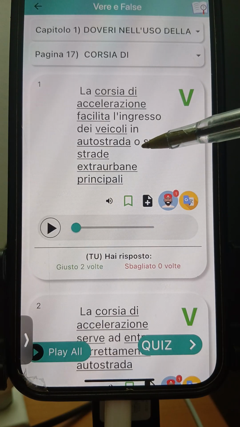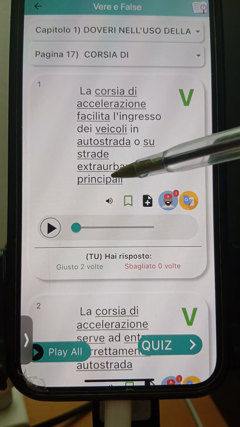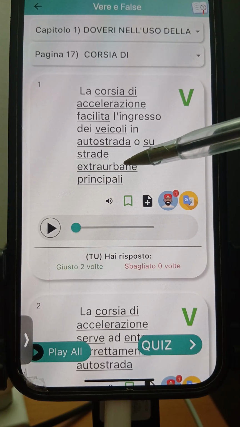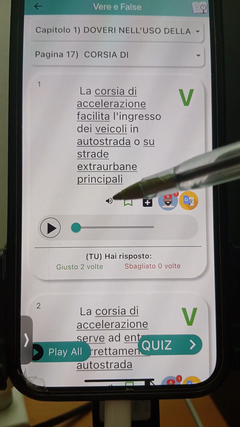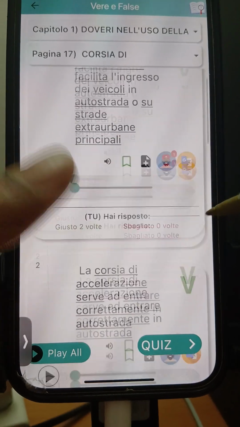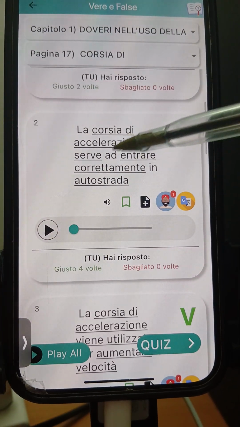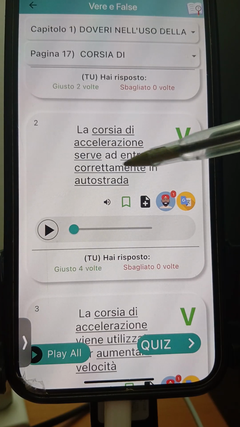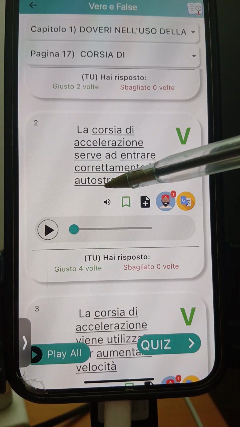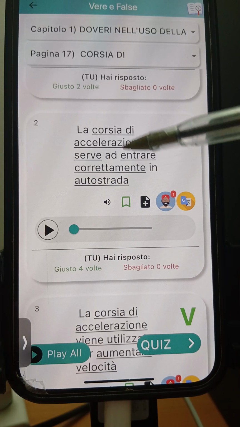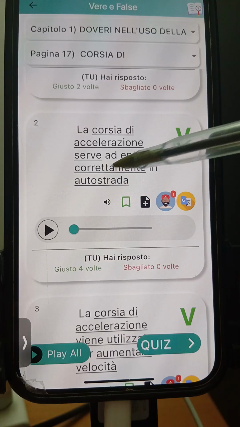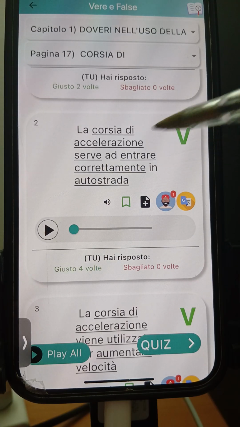Autostrada is highway, or semi-highway, which is the strada extraurbana principale, or popularly known as what? Suburban road. Okay? And number two is still telling us that it serves the correct entering in autostrada. La corsia di accelerazione serve a entrare correttamente in autostrada.